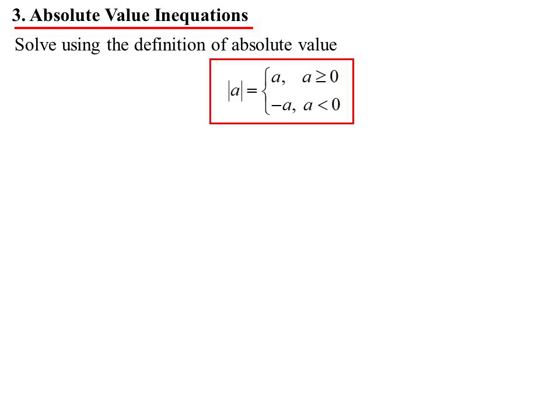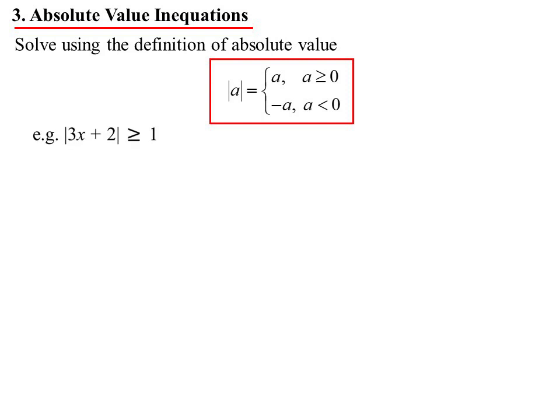Absolute value inequations. Remember the definition of an absolute value. The actual definition is this. The absolute value of a is a when a is greater than or equal to 0, but it's negative a when a is less than 0. So in other words, the absolute value of a can be two things. It can be a or it can be negative a.